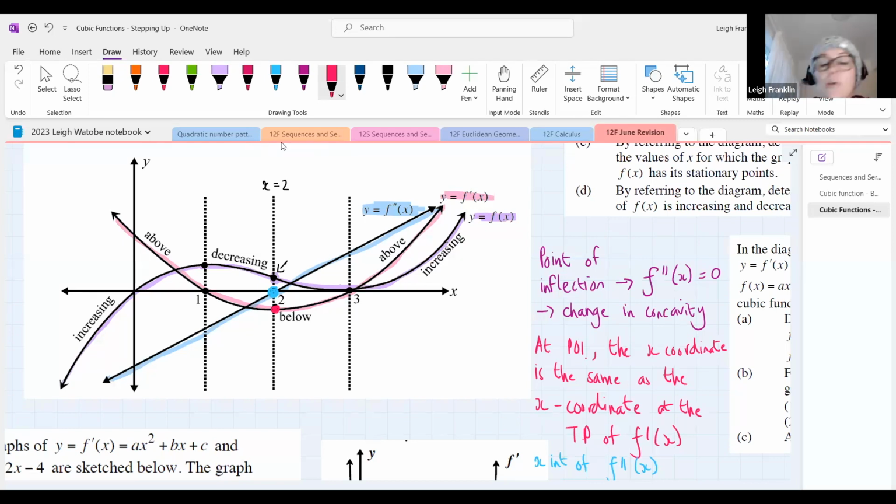Okay, so if you have a look to the left of the line x equals 2, the cubic function is concave down. The gradient of the pink graph, the first derivative, is decreasing. The y-coordinates on the straight line are going to be negative at that time. Does that make sense to everybody?